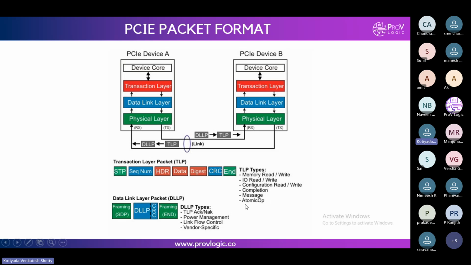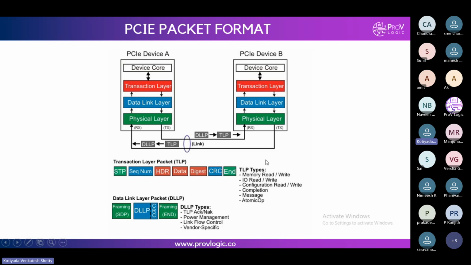And atomic operations. Atomic operations we mostly will not use. This is also one of the types of operations, atomic transfers we can say. These TLP packets are transferred from the transaction layer. After the job of the data link layer is done, the data link layer informs the physical layer and transaction layer, okay, my job is done, then you can send the actual data transfer. The actual data is nothing but these TLP types.